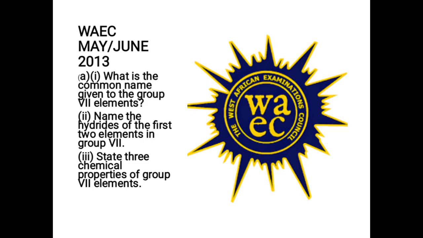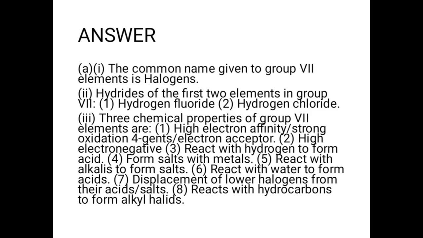So let's have the answer. The common name of group 7 elements: they are called halogens. Group 7 elements of the periodic table are called halogens. And then the hydrides, like we have said, when hydrogen reacts with the halogens, they form hydrogen halides. So they are also called hydrides of group 7 elements. When hydrogen reacts with fluorine it forms hydrogen fluoride, and when it reacts with chlorine it forms hydrogen chloride, HF and HCl. If you write the chemical formula, you will still be given HF, HCl.